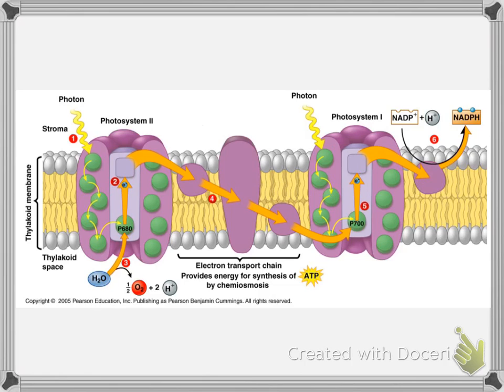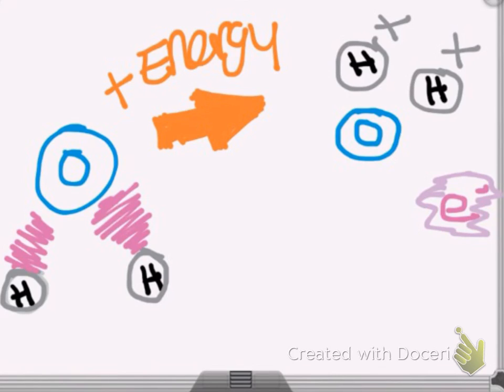After this, water splitting occurs, in which water splits into 2 hydrogen ions, 2 electrons, and 1 oxygen. The hydrogen ions are then released through the thylakoid membrane in a process called ATP synthase.